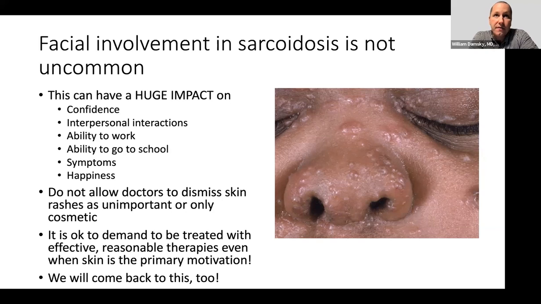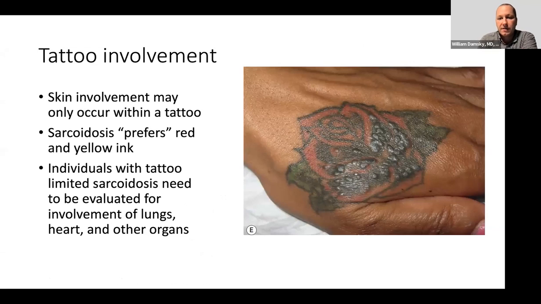And so if you have sarcoidosis in your skin and it bothers you, that is something your doctor should know, and that is something that should motivate the treatment that we use. And we'll spend a lot of time talking about treatment. And really, it's okay to push your provider to treat your skin. The lungs may not need treatment, for example, but if your skin bothers you, it's okay to seek treatment for that. And we'll come back to this again too, but I wanted to introduce that concept.